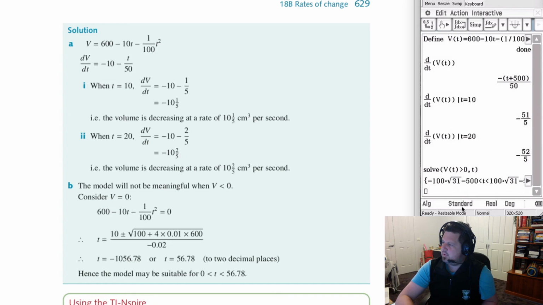Now again, we can change that into decimal, which might make more sense. And we'll run that again, execute. And you can see that t has to be greater than negative 1056, but less than 56.77. Because we're looking for the most suitable thing, obviously it's supposed to be between 0 and 56 here.